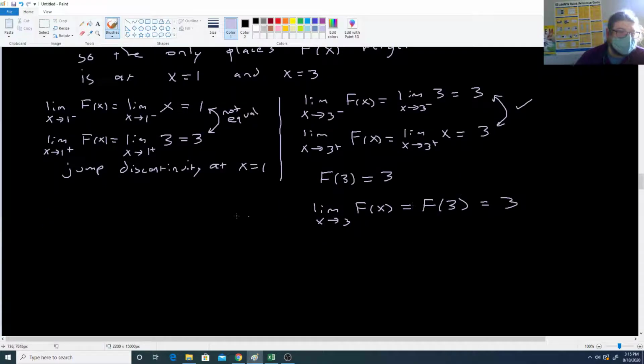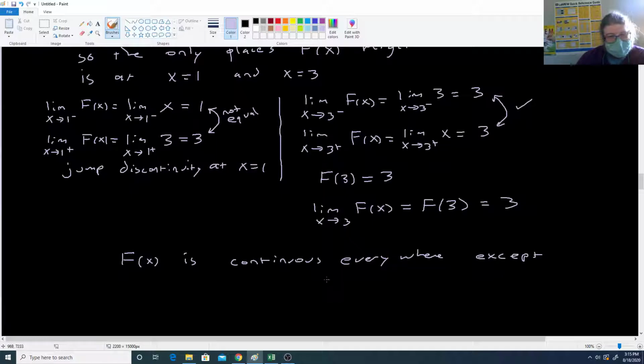So basically, f of x is continuous everywhere except at x equals 1, and we have a jump discontinuity at x equals 1.